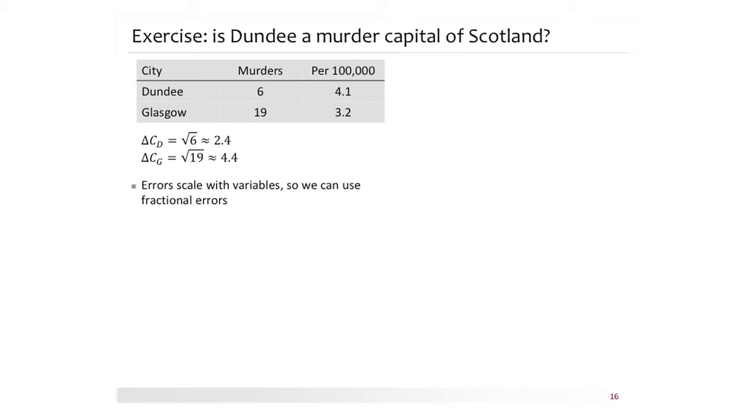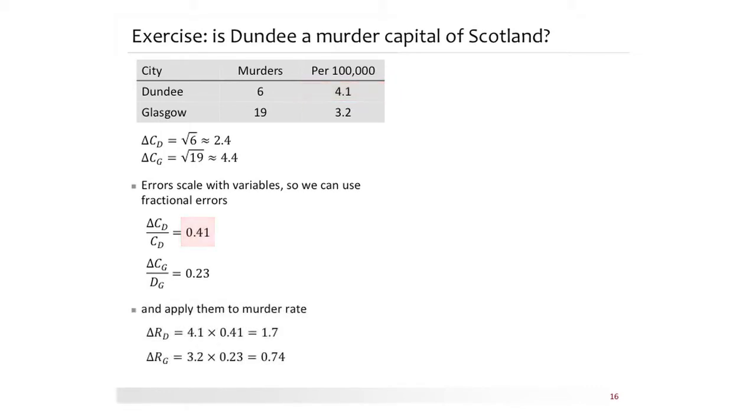So the fractional error on the first number, the Dundee number, would be 2.4 divided by 6, which is 0.41. And for Glasgow, 0.22. Now, have a look at this number. It's 41%, so the fractional error on this number, 41%, is a huge error. It's just because we are talking about small numbers. So every time in statistics when you have small numbers, especially counts, your errors are going to be huge. And now you can apply these fractions, multiply them by the murder rates, and they will be like this, 1.7 and 0.74.